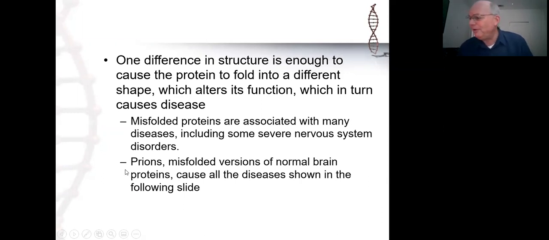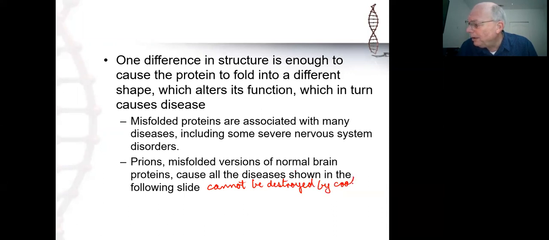And what is really scary about these is that prions cannot be destroyed by cooking. Now, why that's important is that we know that proteins are heat sensitive. So when you cook an egg, the transparent region that we often refer to as the white is actually a concentrated solution of a protein called albumin.